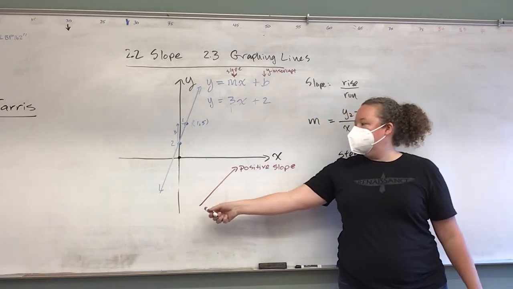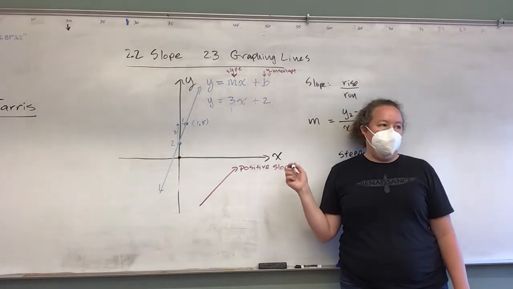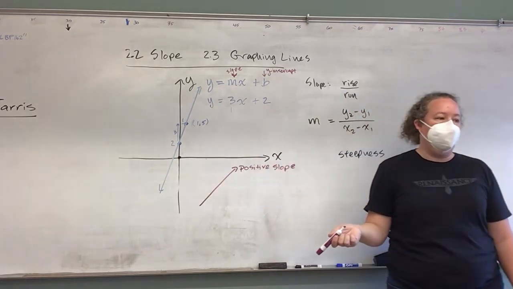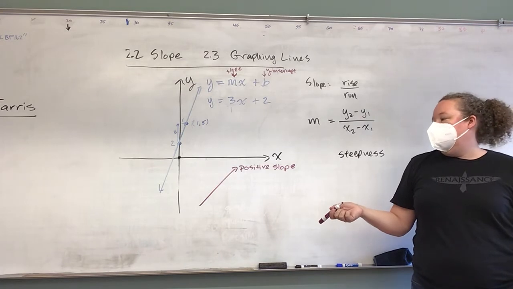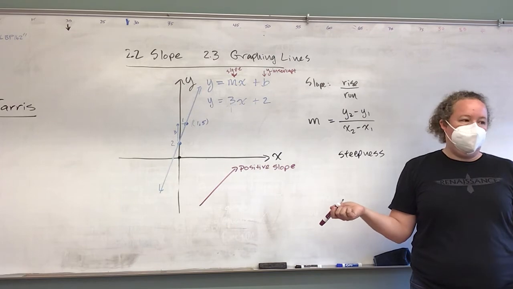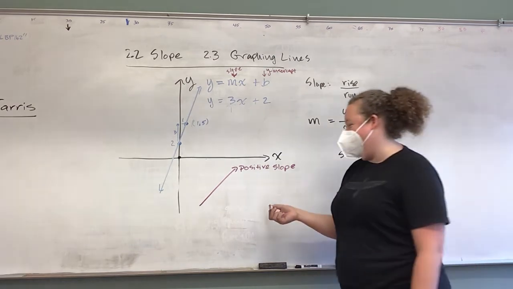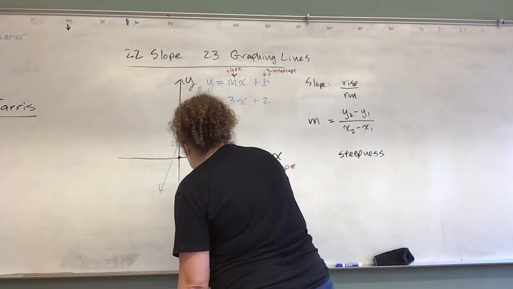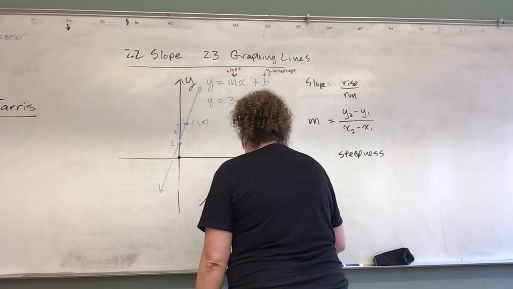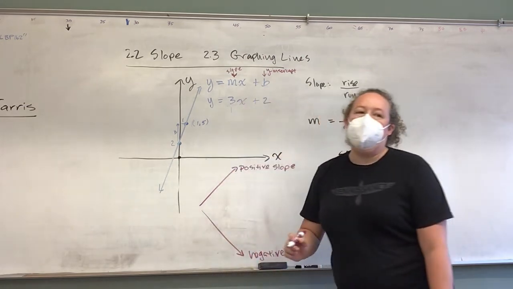A positive slope is one where it kind of looks like we're going up the hill from left to right. 3 is a positive number. This is a graph of a line with a positive slope. What's the orientation of the graph of a line with a negative slope? Yes, that is correct. A line with a negative slope is going down from left to right.